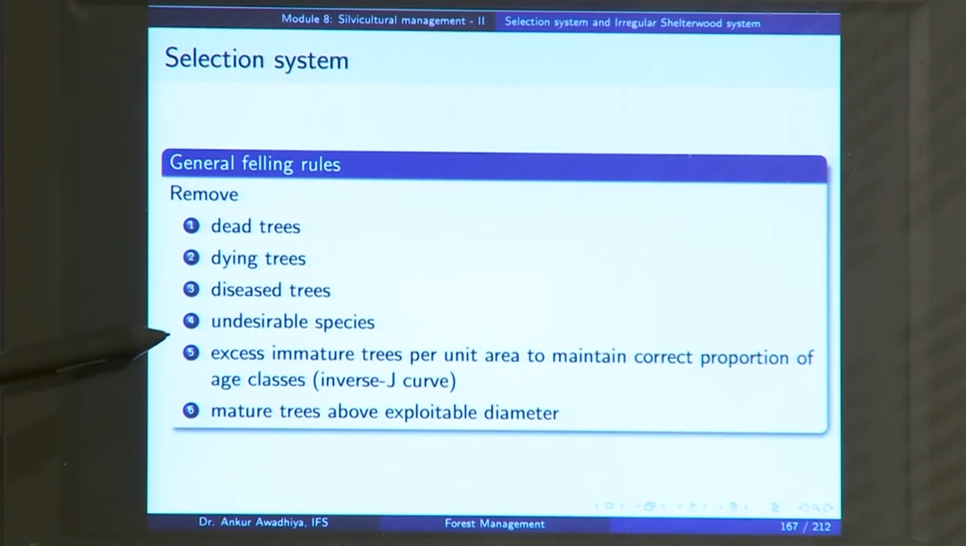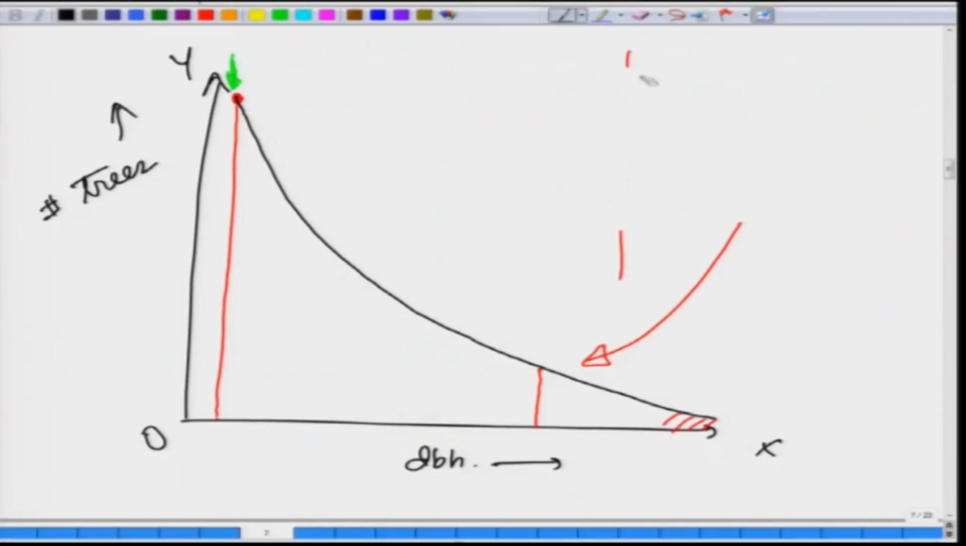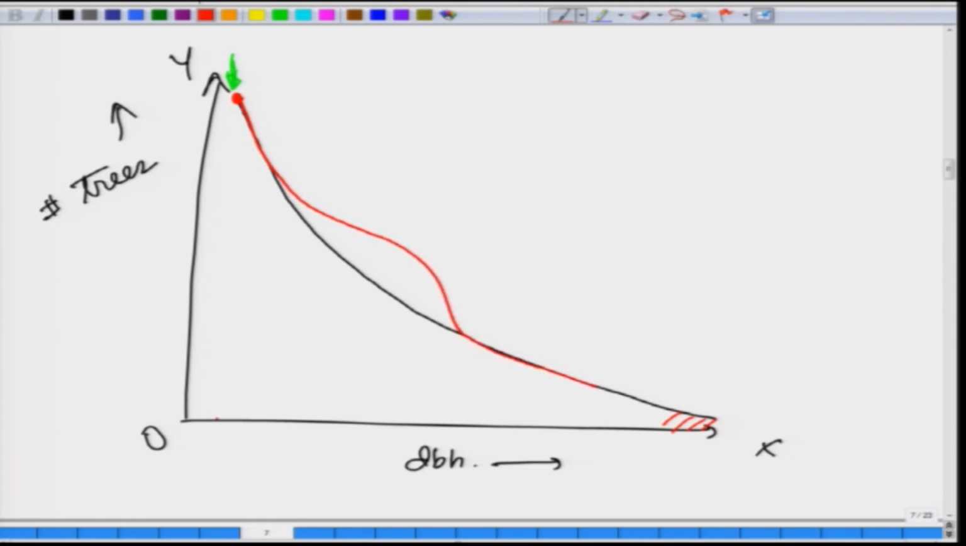Next, you remove excess immature trees per unit area to maintain the correct proportion of age classes. Now, what we are seeing here is that if you look at your ideal ND curve, suppose you have a situation in which there is a bump, say here, or let us say that in place of your normal curve, it comes to be something like this. So, here you were having an ideal curve and this is your real curve.